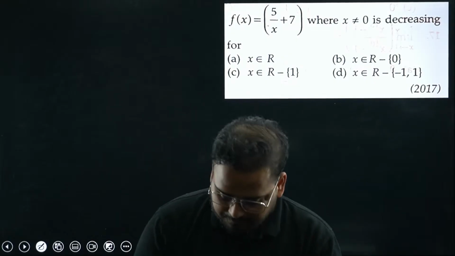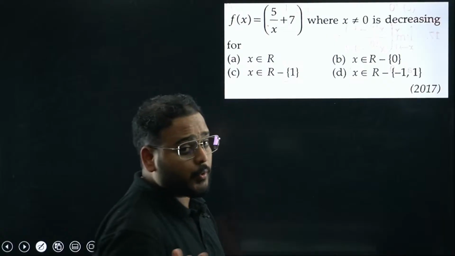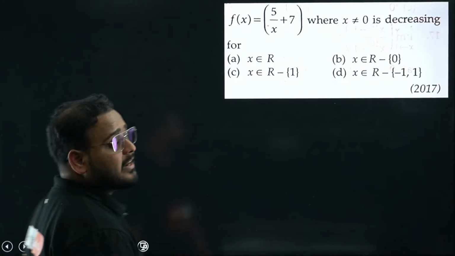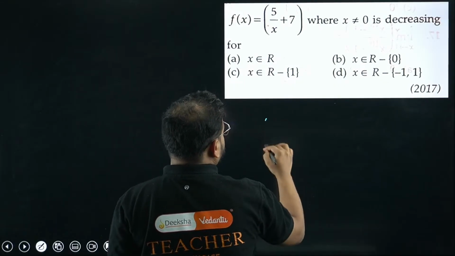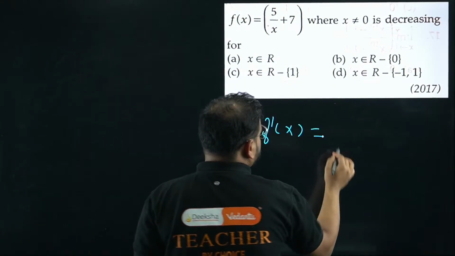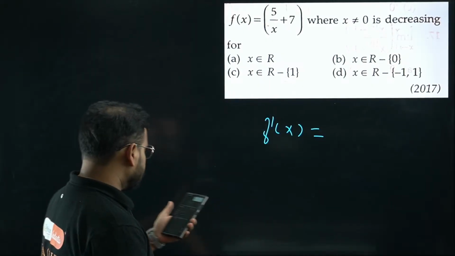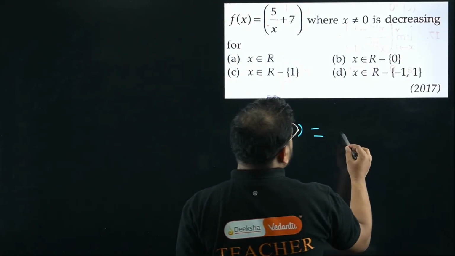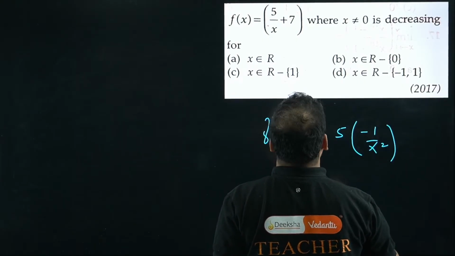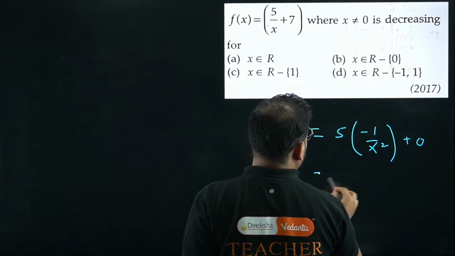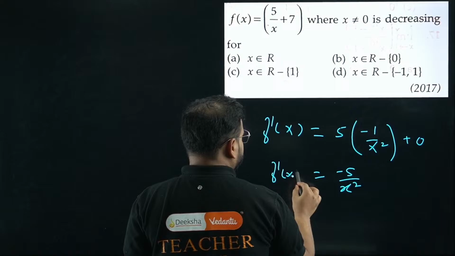Come on. First question: f(x) is 5 upon x plus 7, where x is not equal to 0, is decreasing for what interval? How do I know whether a function is increasing or decreasing? Derivative. So find the derivative of this. Answers, guys, please. For this, 5 is a constant. Derivative of 1 by x is minus 1 upon x square, plus 0. Please check. Minus 5 upon x square. That's my derivative. All clear.